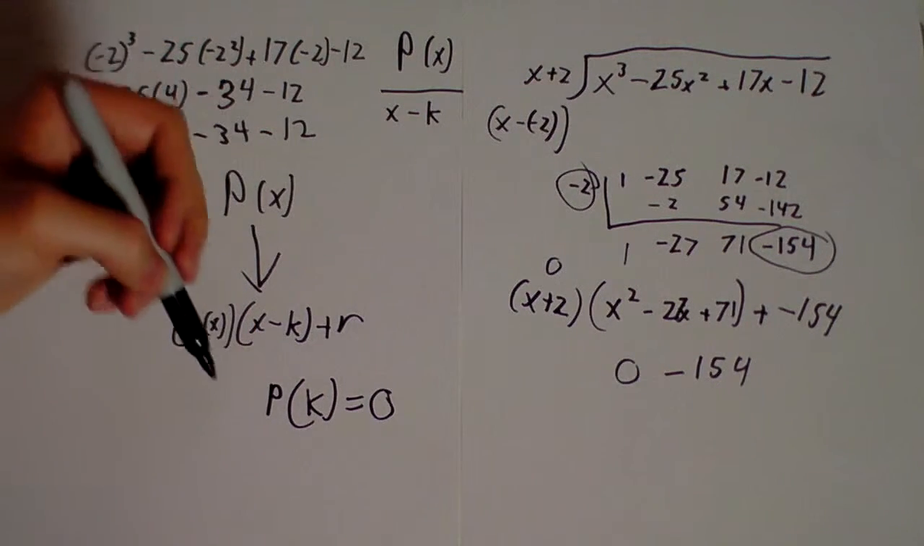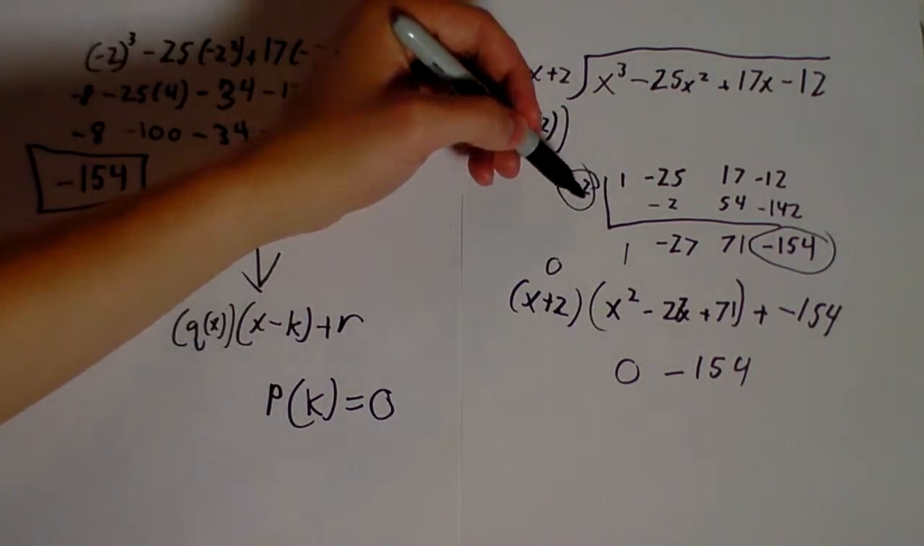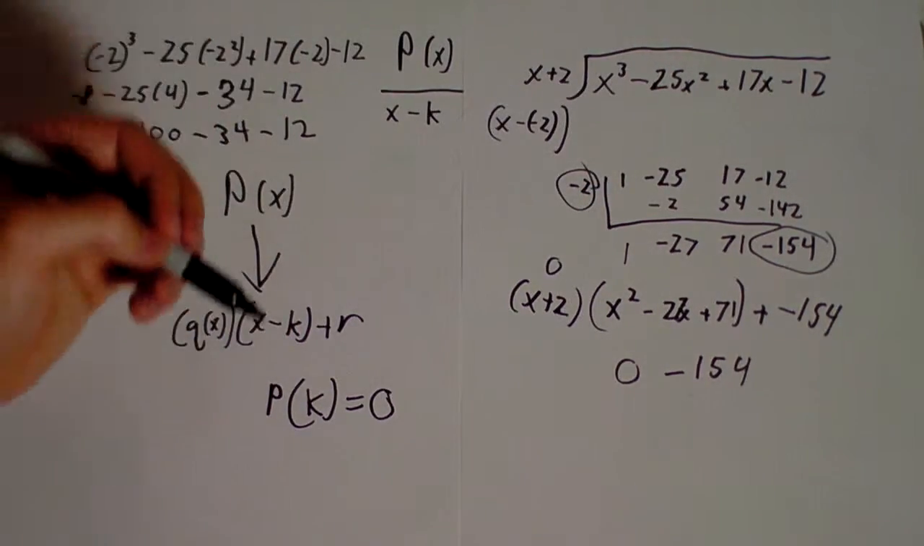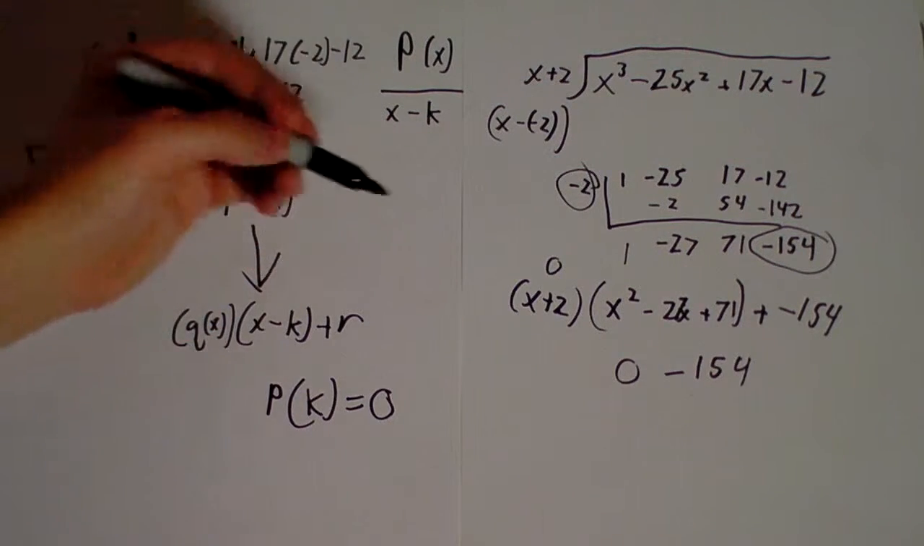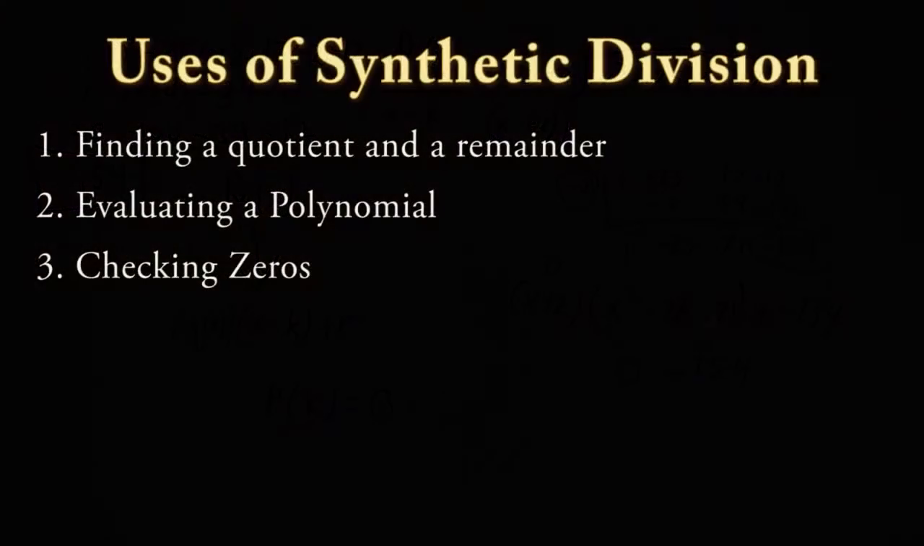So if the polynomial evaluated at k should be 0, then a quick way to check whether or not that's true is just to say, alright, let's divide the polynomial synthetically by k, and if our remainder is 0, then k is a 0 of the polynomial. If our remainder is not 0, then k is not a 0 of the polynomial. So a third important use of synthetic division is to give us a very quick way of checking zeros.